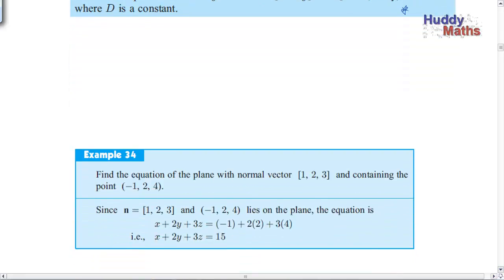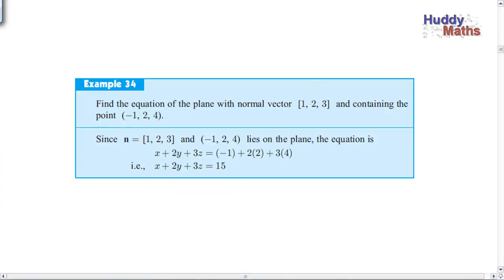Okay, let's do one and see what you think. Find the equation of a plane with a normal vector that and containing the point that. So the normal is that, and this lies on the plane, so the general point is x, y, z. General point to here is x take -1, x plus 1, y take 2, z take 4. So you could do that. You could do the whole thing again. That dotted with x plus 1, y take 2, z take 4 equals 0.